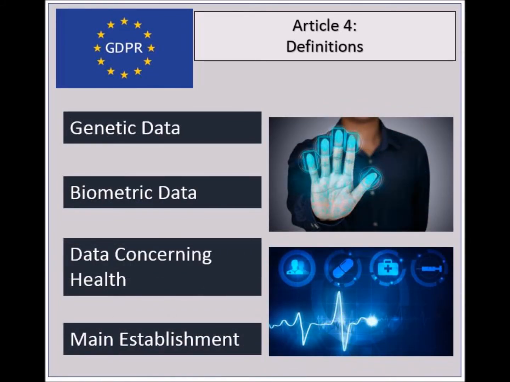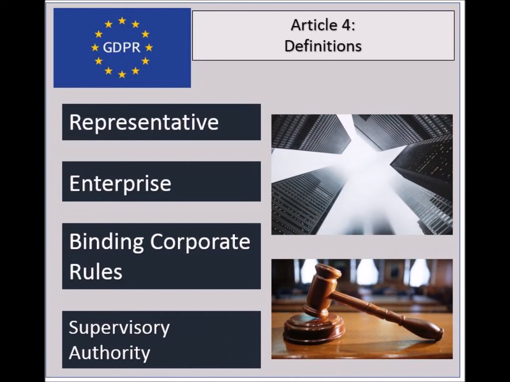Genetic data is the biological characteristics information about a natural person. Biometric data is the physical characteristics information that could identify a natural person. Data concerning health is the physical and mental health data about a natural person. Main establishment is the administration center of the controller or the processor of data. Representative is an entity that represents the controller or the processor in regards to their obligations.